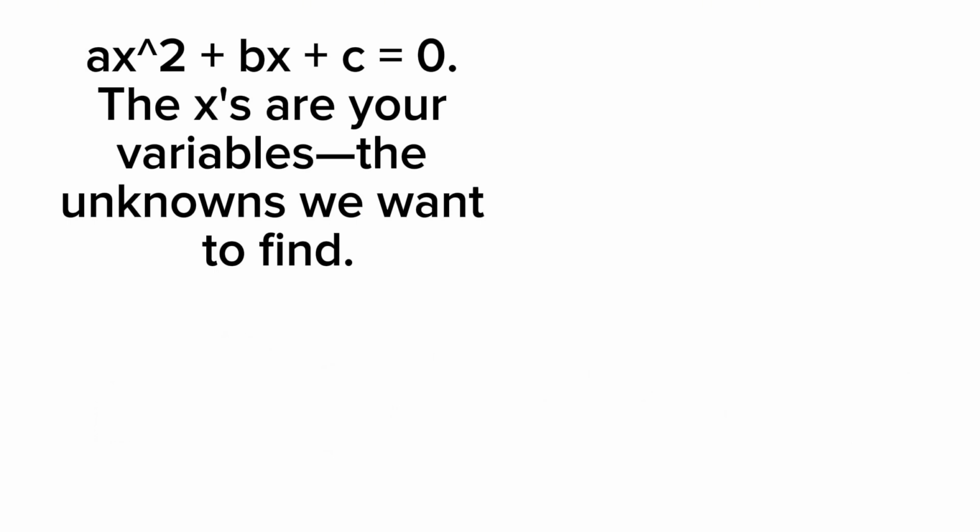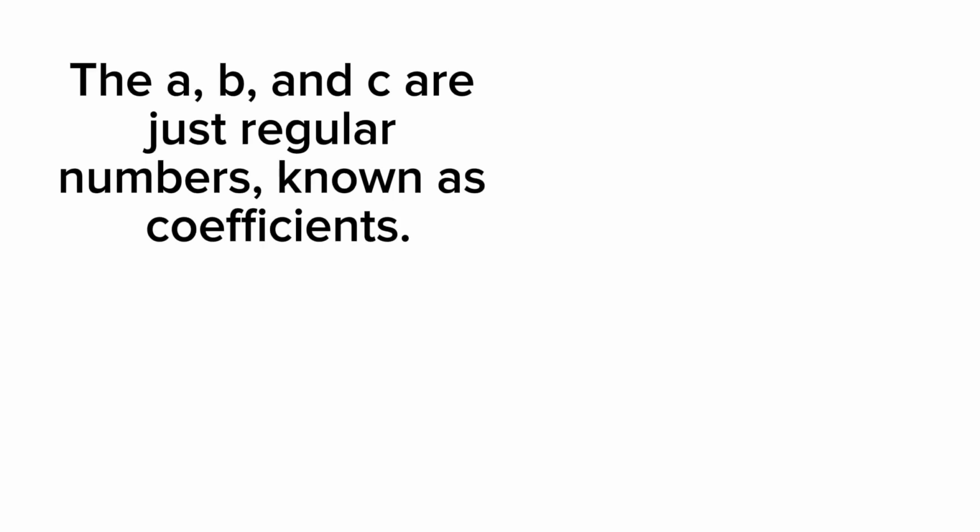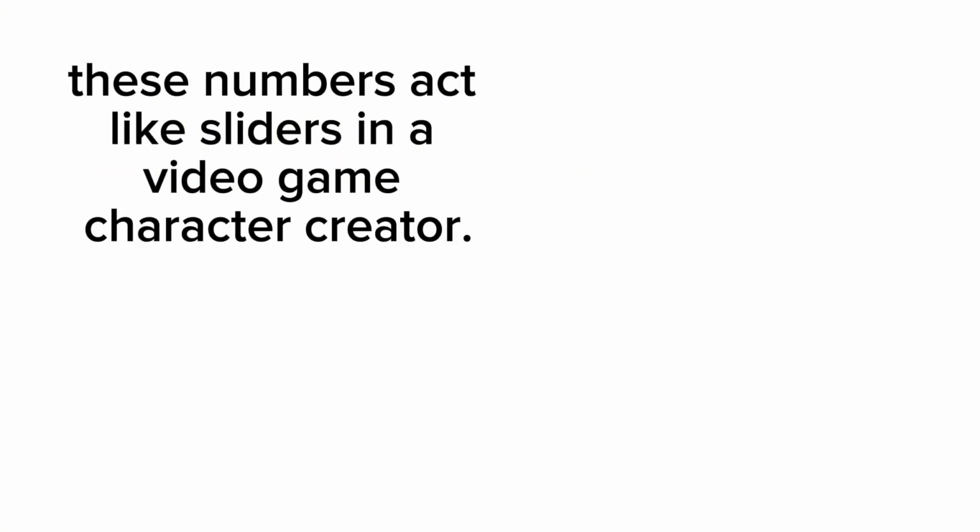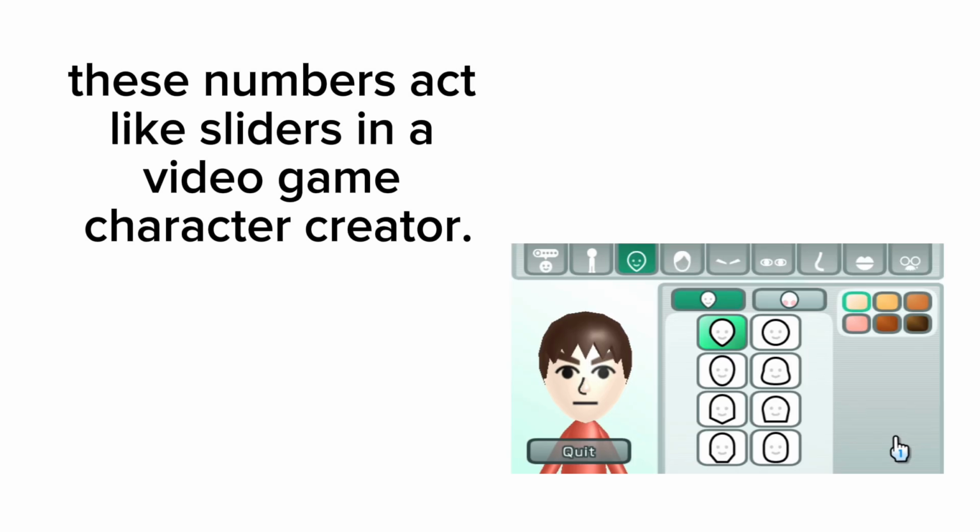The x's are your variables, the unknowns we want to find. The a, b, and c are just regular numbers, known as coefficients. Here's the cool part. These numbers act like sliders in a video game character creator. Changing them literally changes the shape of our parabola.